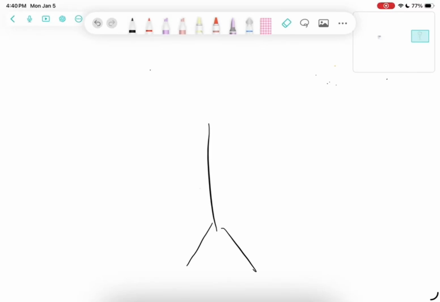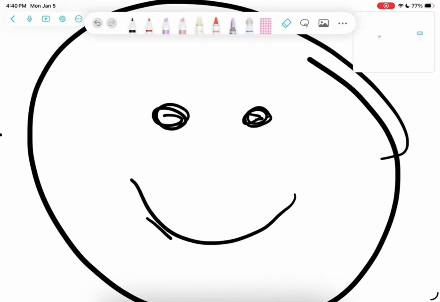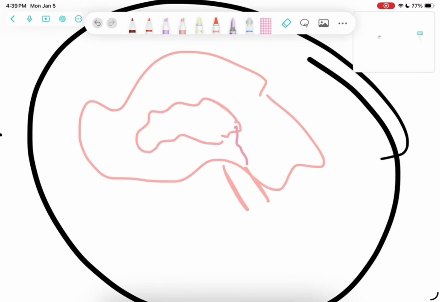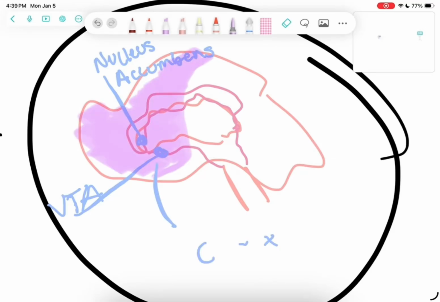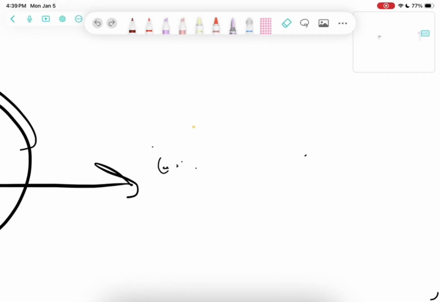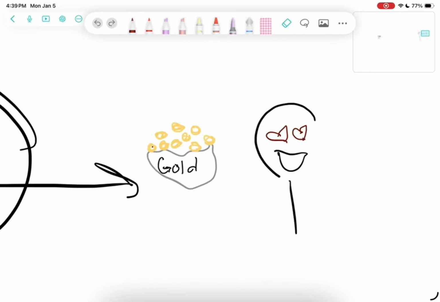How does Adderall affect the mesolimbic pathway? Well, to answer that question, first, this is you, and this is your brain. The mesolimbic pathway begins in the ventral tegmental area, or VTA, and sends dopamine to the nucleus accumbens and the prefrontal cortex. This pathway controls motivation, reward, focus, and learning.